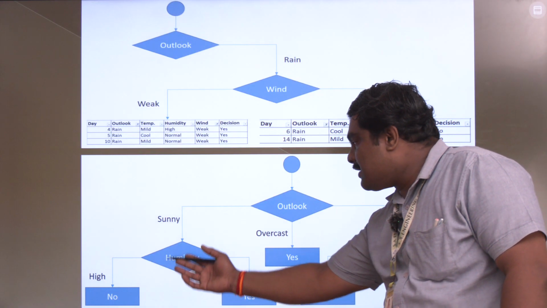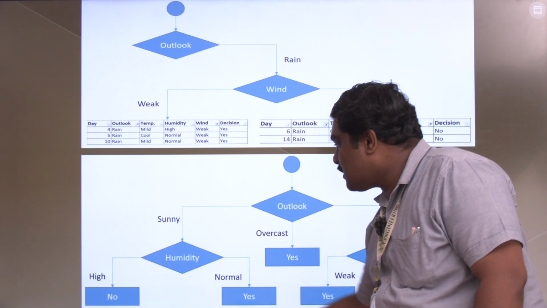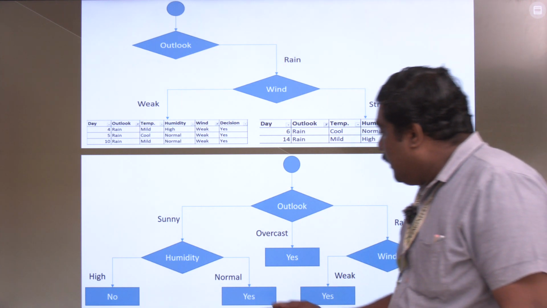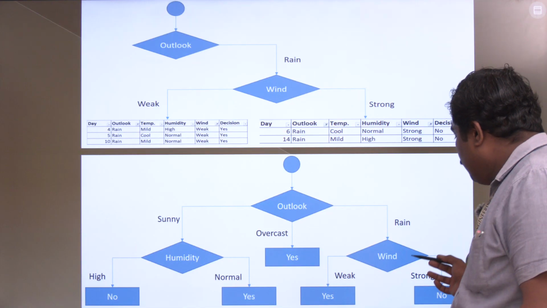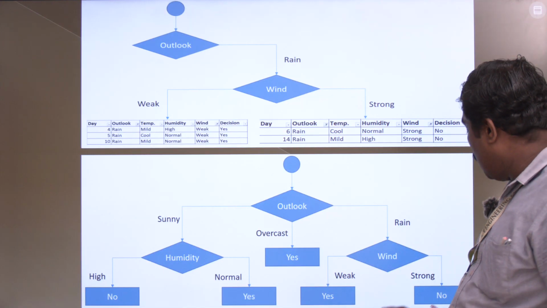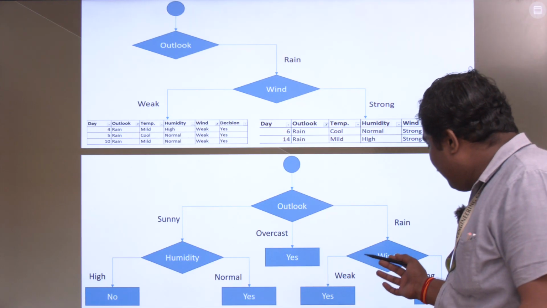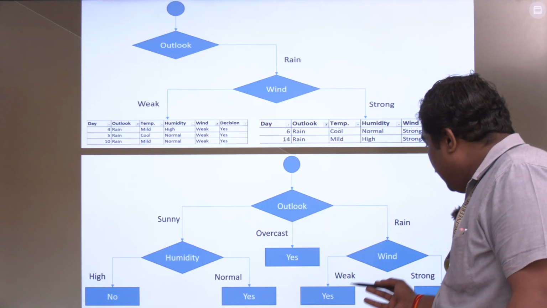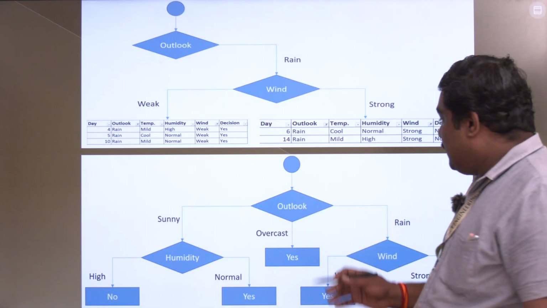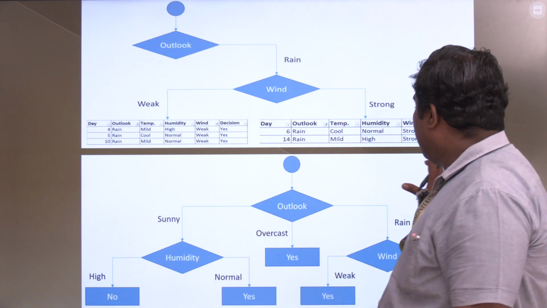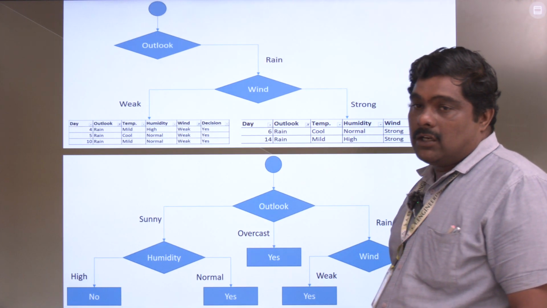From sunny, because of humidity, it will be divided into high and normal. Here rain will happen depending on whether wind is strong or weak. If it is a weak wind, rain is a possibility. If it is a strong wind, there is no rain. This is how we find the decision tree by using the CART algorithm.